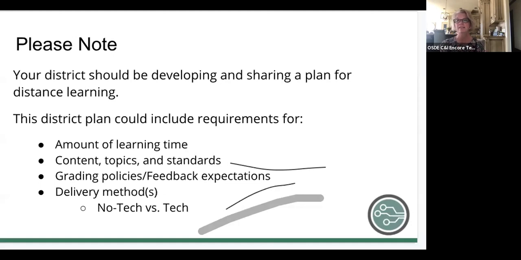Some schools have already made the decision that they're not going to go forward and share a lot of new material. They're looking for review and enrichment materials. They're also going to be talking to you about grading policies and feedback expectations. And again, delivery methods, no tech versus technology. Information was shared with many of the IT directors across the state yesterday on ways to help connect your students that may not currently have internet at home and or computers at home. So hopefully they will be able to share some of that as well.